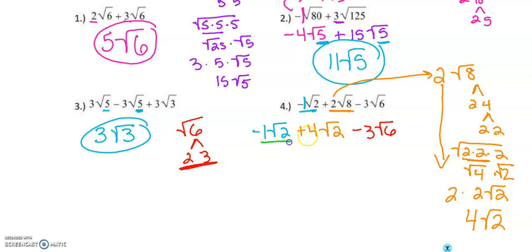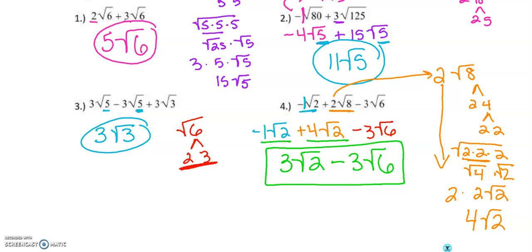I have the same radical 2's, so those are like terms. I have -1 radical 2 plus 4 radical 2. When I put together that -1 and 4, I get 3 radical 2. And then it also says -3 radical 6. That's as simplified as we can go for this one.